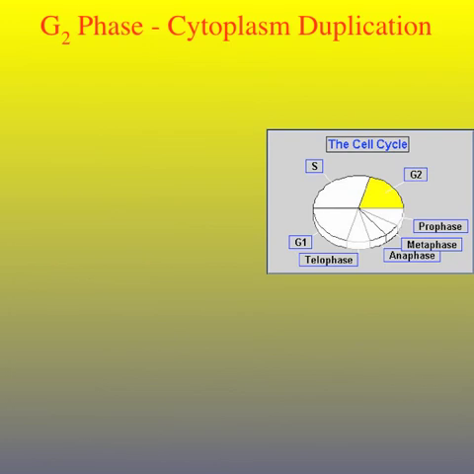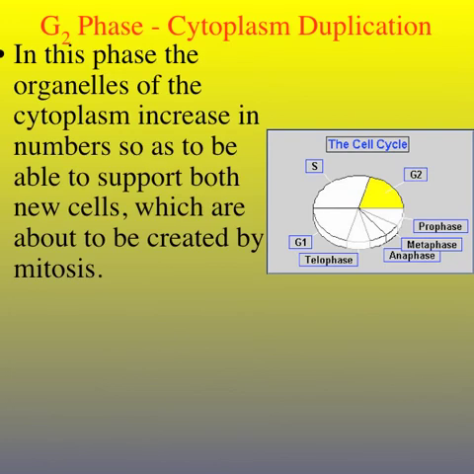G2 is cytoplasmic duplication. This is the phase where the organelles increase so that, again, as I said, we're getting ready for cell division. We need enough. If there's not enough mitochondria in each new cell, it'll die from lack of the energy of life, ATP. So we have to make sure there's enough mitochondria, enough lysosomes, enough of all the organelles, that when we do our cell division, there's enough of those organelles in each new cell.